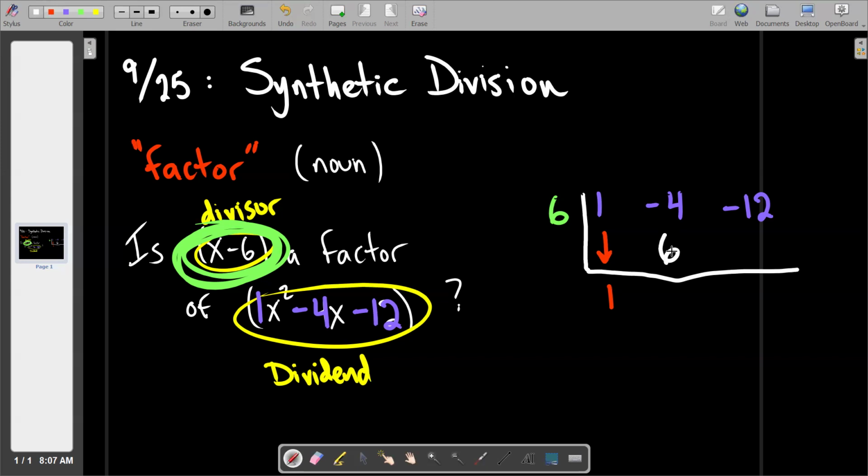And now we're going to add down the second column. What is -4 plus 6? I'll point to it right there. 2, correct? Write that answer right down here.